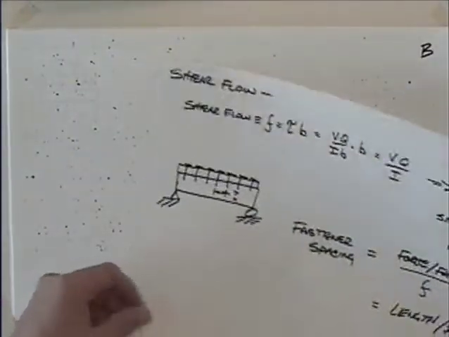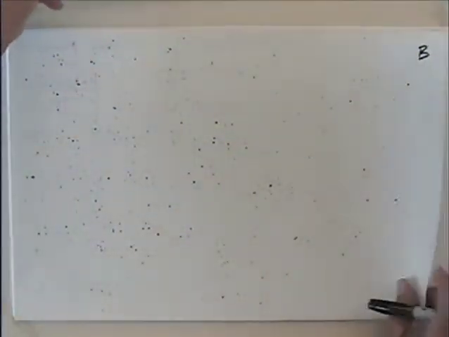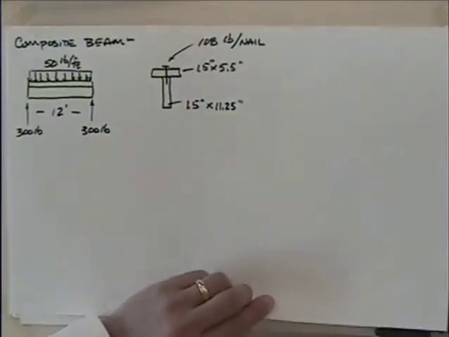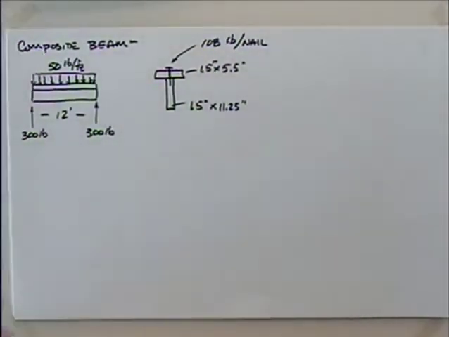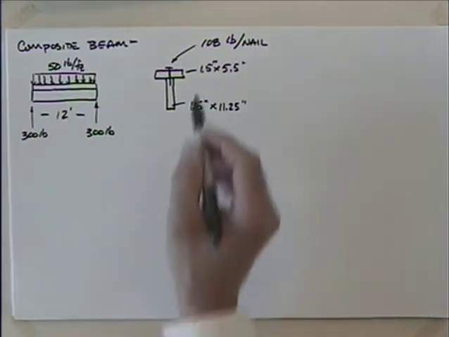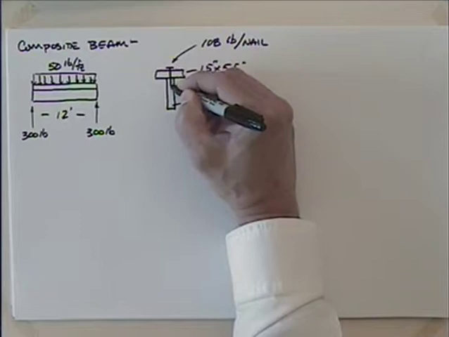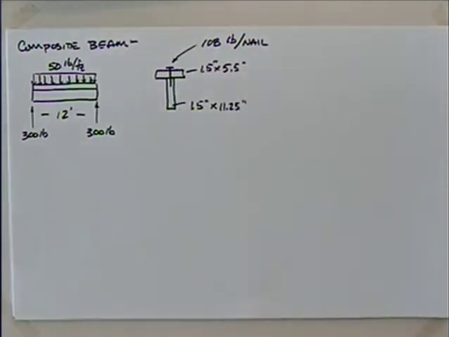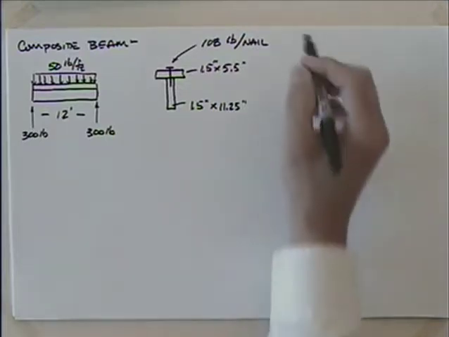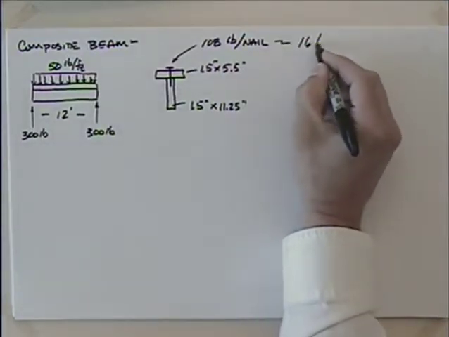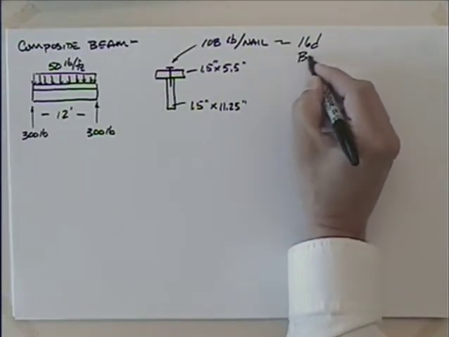So let's just try an example on this. Let's say we're going to build up a composite beam like this. And we're going to take a 2x6, it looks like, and we're going to nail it to a 2x12, like that. And we're going to use, I think this is a number for 16D box nails.